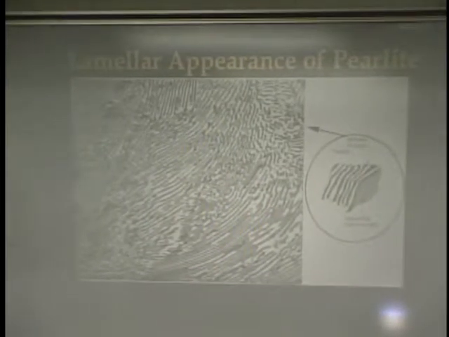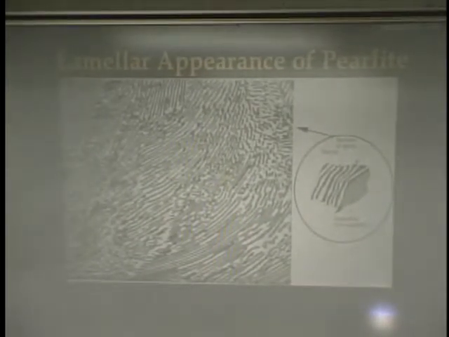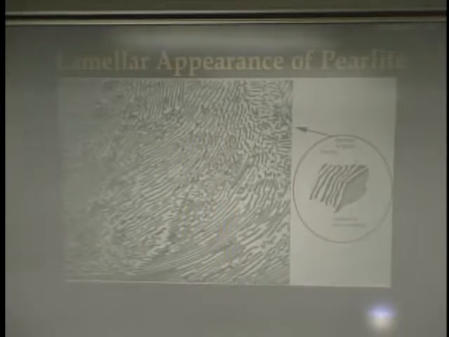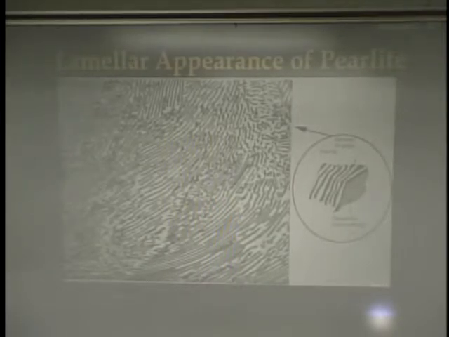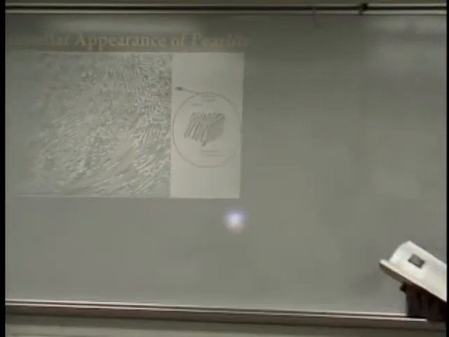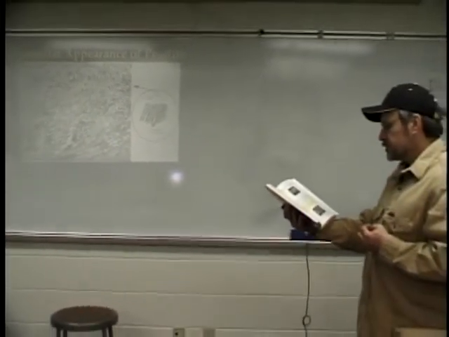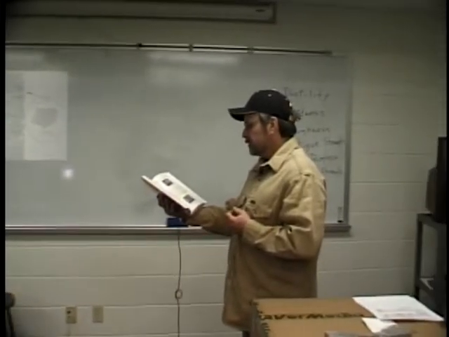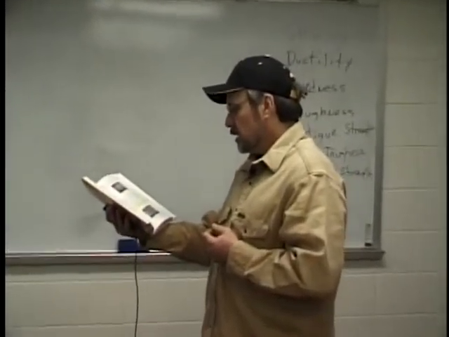So it takes ferrite and cementite. When you have that in this layered arrangement, you'll have pearlite, and it's got good ductility. This is a bullet. It says this is a very fine plate-like structure consisting of thin plates of ferrite sandwiched together with thin plates of cementite.